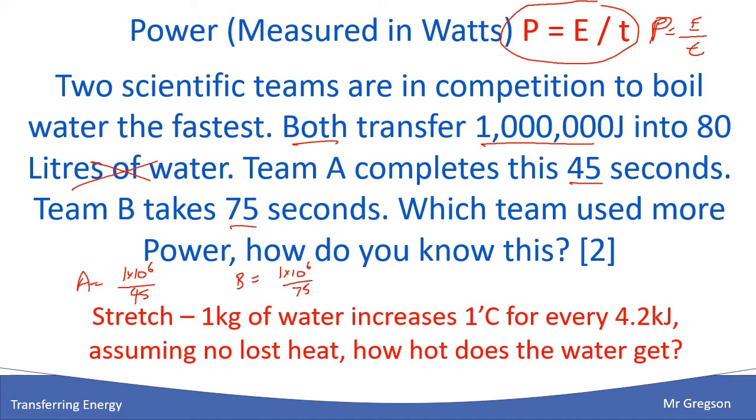So, which one's the higher number? Well, if I'm dividing by a small number, it must be team A. They're using more power. Now the answer, you could actually put in your calculator and find out, but we've proved it using some maths here.